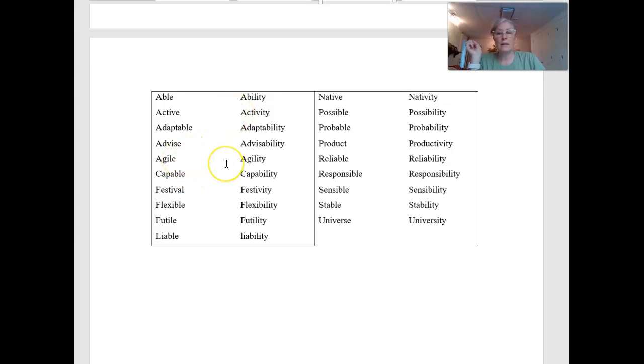Agile, agility, capable, capability, flexible, flexibility, native, nativity, possible, possibility, etc. So this one I wanted to point out, responsible. Responsibility. Just I wanted to point that one out because people always spell it incorrectly in English, people who are learning English.